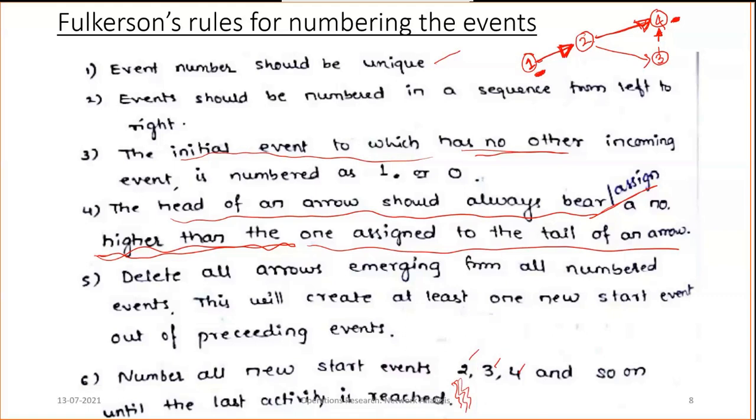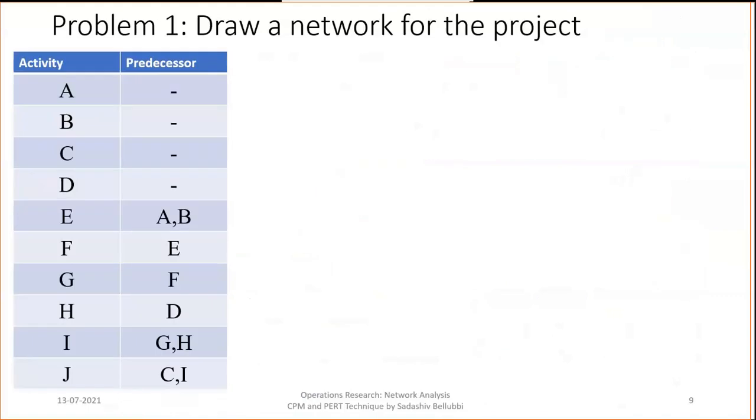Okay, now with this introduction to how to give the numbering, we'll start with drawing the network. Take down the first problem. Draw a network for the project. Here they have given some activities. In total 10 activities are given: A, B, C, D, E, F, G, H, I, J. For each activity, the predecessor activity is also given.